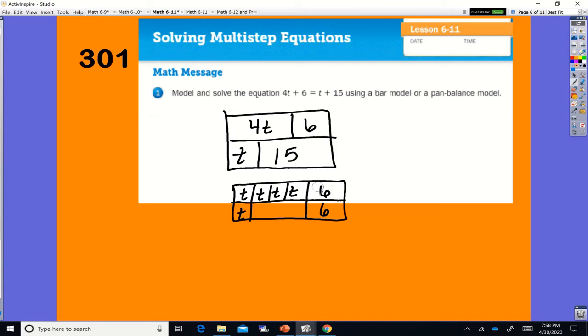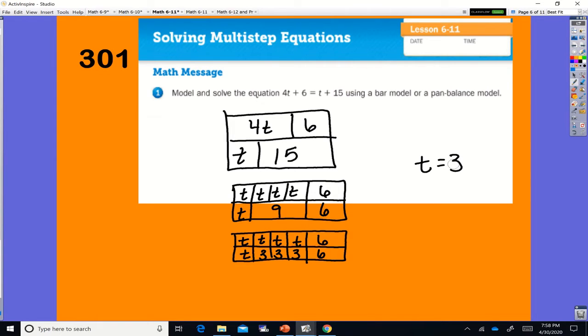And then I'm going to make 6 equal here. If I take 15 minus 6, I get 9. 9 into 3 t's. If I split that up evenly, I am going to have exactly 3 in each box. So t is going to equal 3. Okay, that's one way to do it. In just a second, I'm going to show you the inverse operation, which is very similar to the pan balance method.